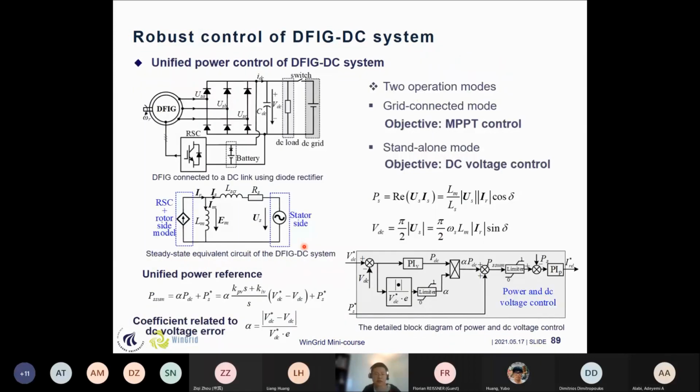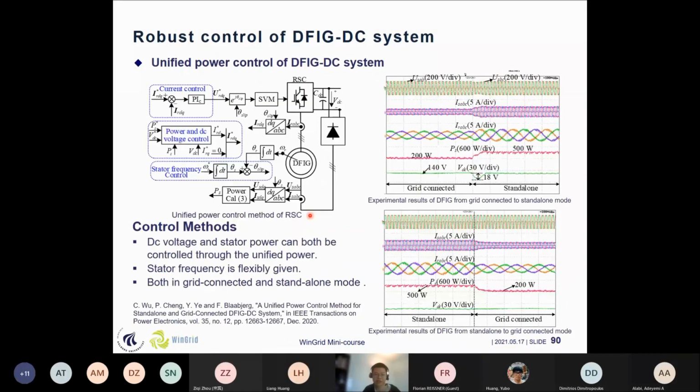Then I also propose a unified control method. If we consider the system, it may also work under the standalone mode. So there's a switch here. You can connect it to the DC grid, or you can also work in the standalone mode. It's also based on the robust control strategy. And these are the waveforms of the experimental results. You can see the change from grid connected to standalone is stable. From standalone to grid connected, it also works very well.